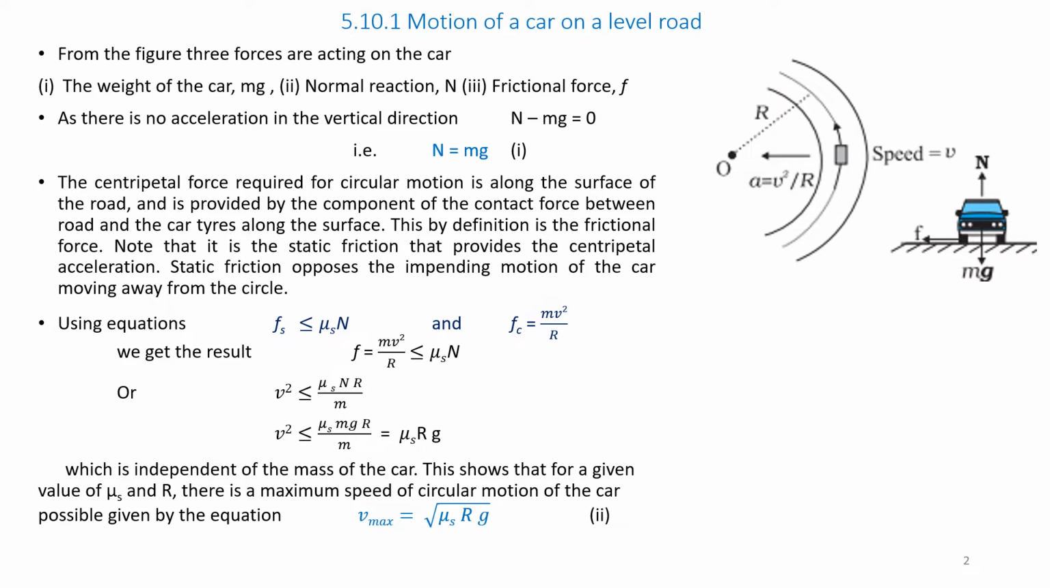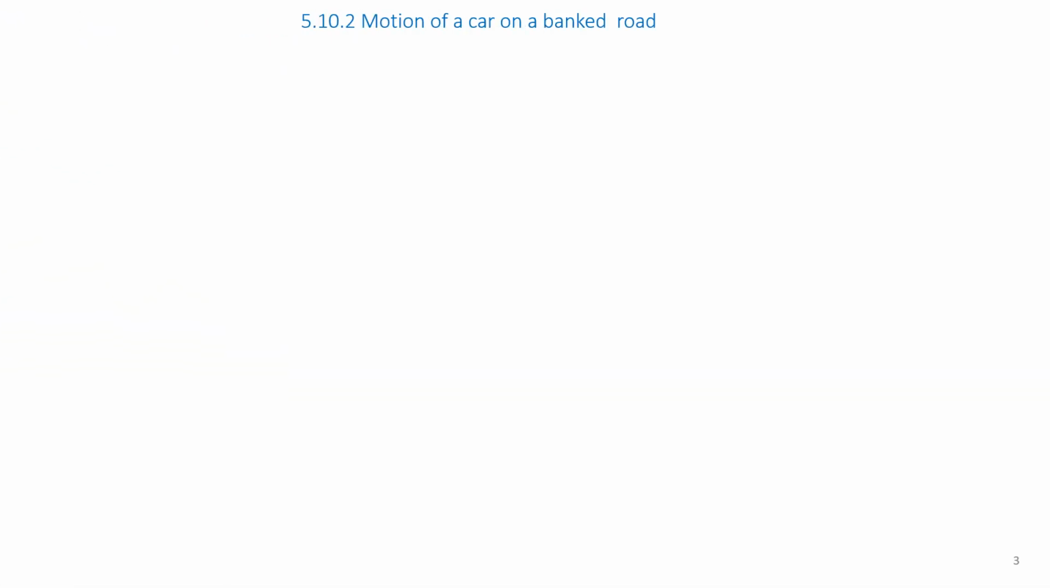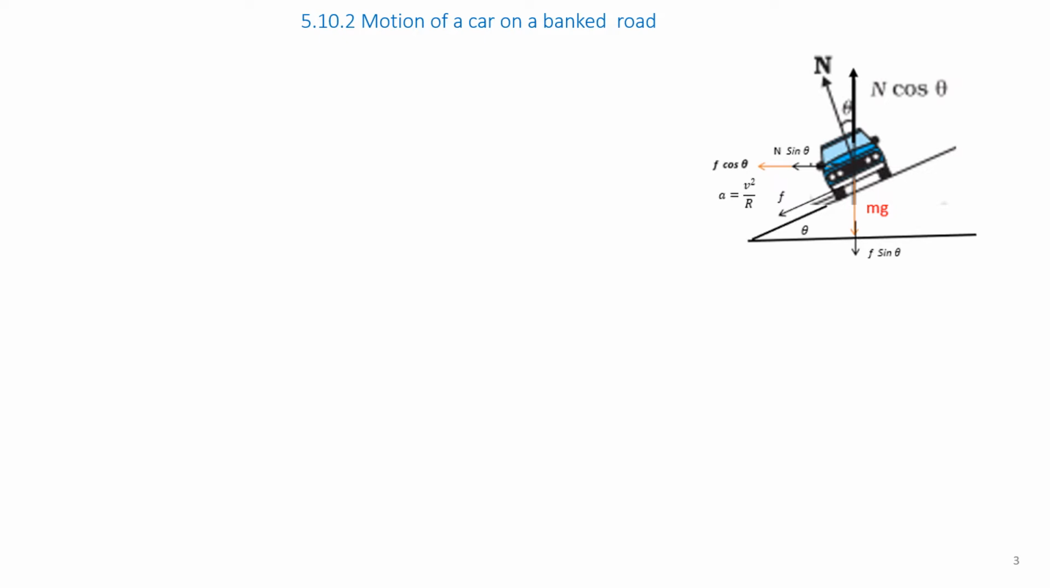Next we will study the case of a moving car on a banked road. The figure on the right hand side shows a car moving on a banked road. Banking of the road is done to reduce the friction, increase the speed, and increase the safety of the vehicle.